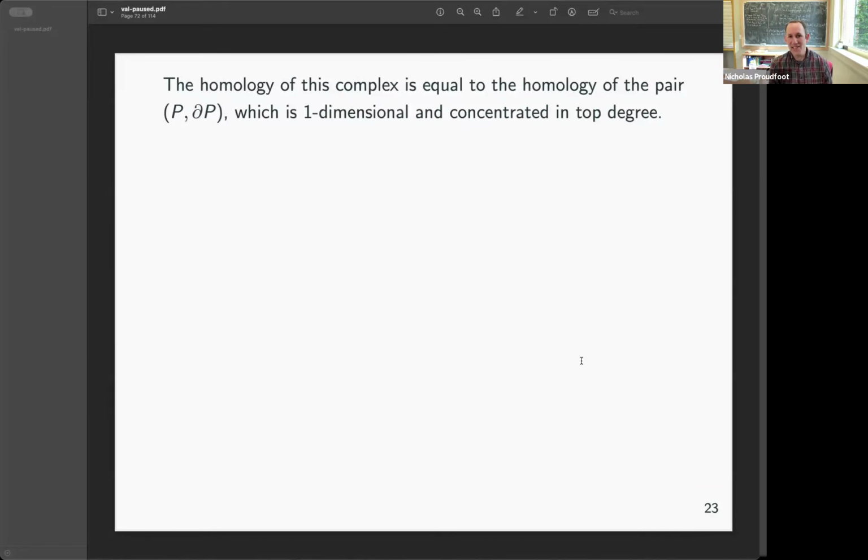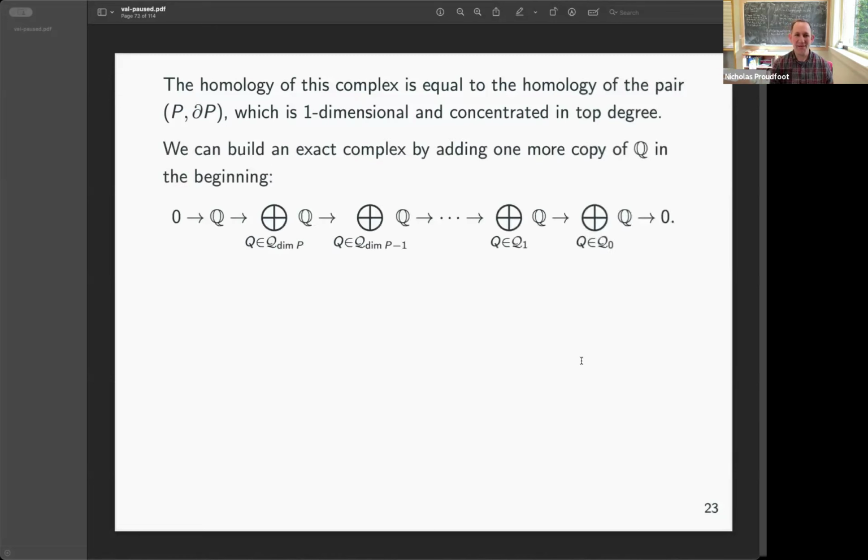So the homology of this complex is going to be equal to the homology of the pair P comma boundary of P, which is one-dimensional and concentrated in top degree. I can build a complex with zero homology by just adding one more copy of Q in the beginning, like that. So this thing is going to be exact now.